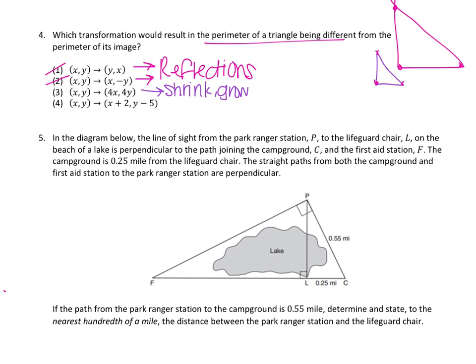And then if we just simply add or subtract, all it's doing is shifting. Over 2, down 5, so here. Over 2, down 5 here. Over 2, down 5 here. So now this triangle is actually the same size. This is our translation. So the only one that would change the size of the perimeter is choice 3.